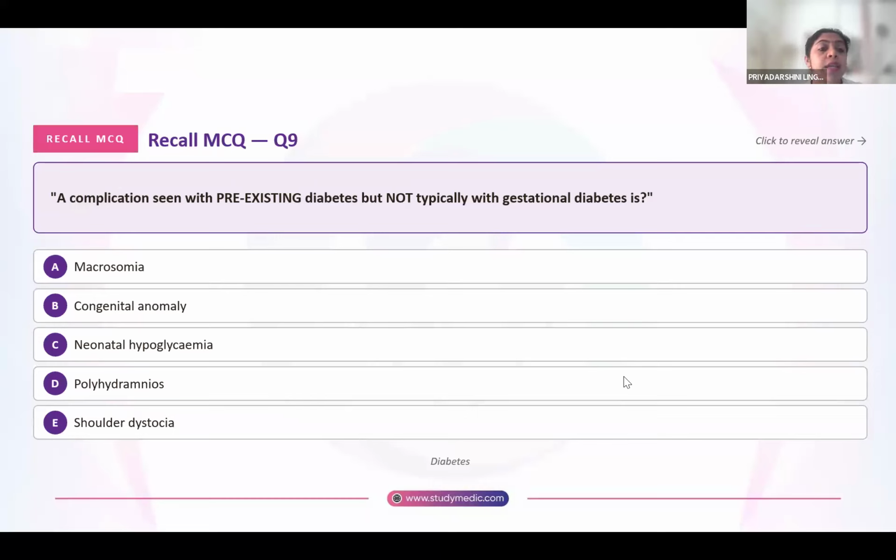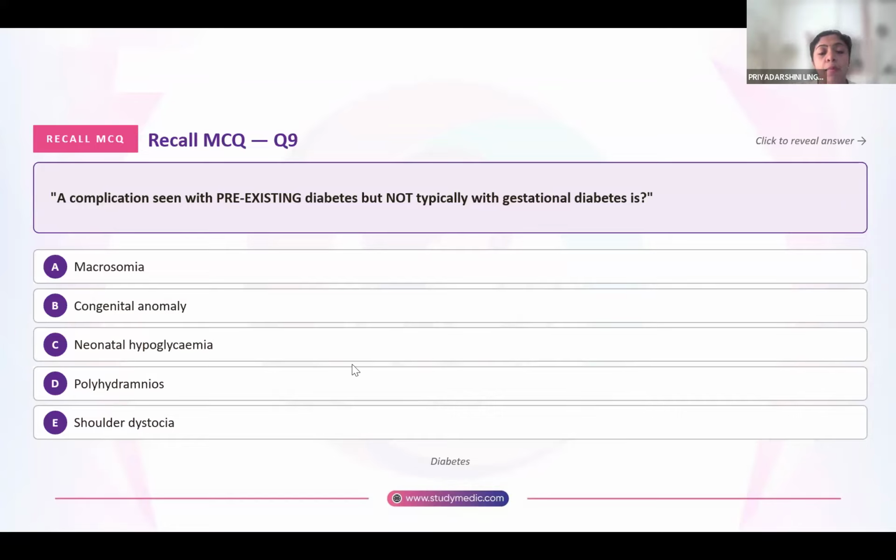Going into the next MCQ, which is again on diabetes. Which is seen with pre-existing diabetes, but not with gestational diabetes? Macrosomia, gestational diabetes. Congenital anomaly, it is seen with pre-existing diabetes.